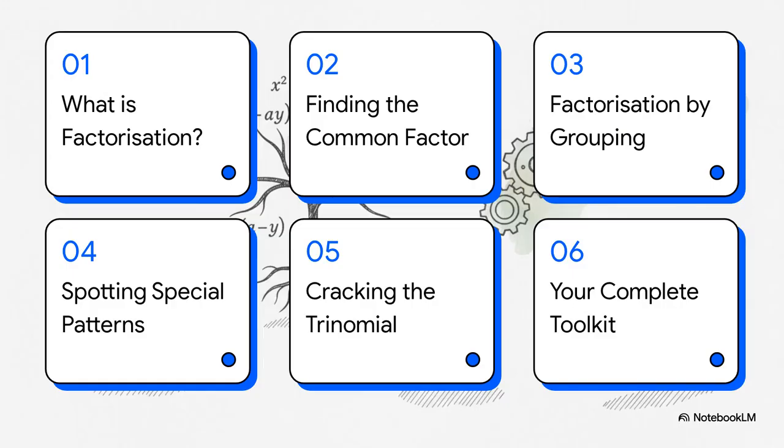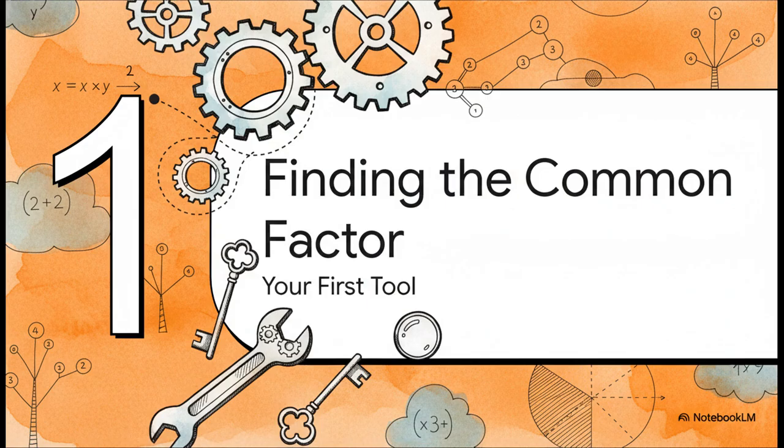To really master this, we're going to build a complete factorization toolkit, piece by piece. We'll start with finding a common factor, then move on to grouping, learn how to spot some special patterns, and finally, we'll crack those tricky trinomials. By the end of this, you're going to have a full set of tools to tackle almost any expression. All right, let's grab our very first tool.